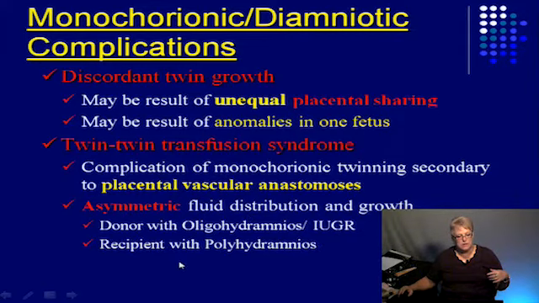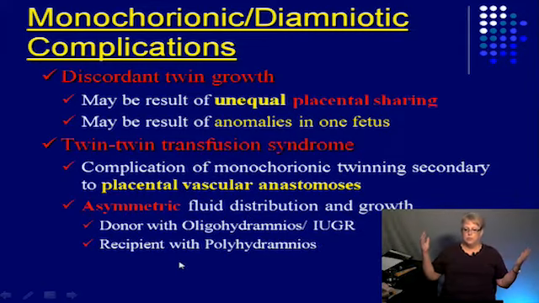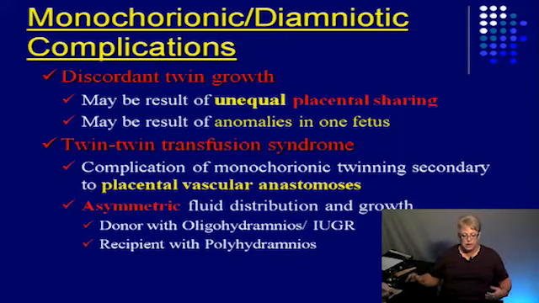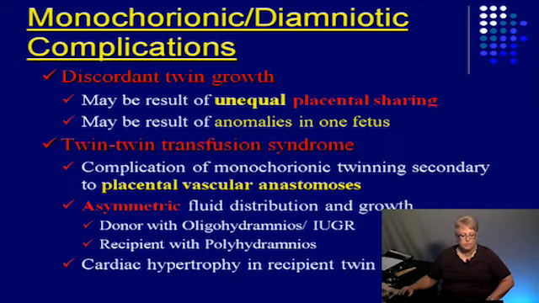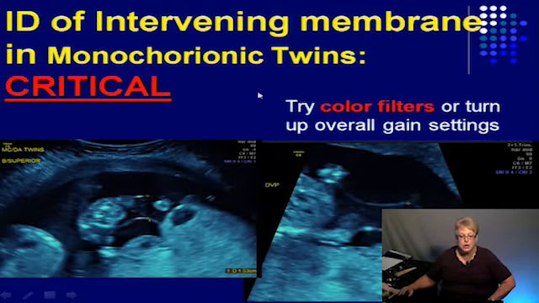The recipient, on the other hand, has more blood than it knows what to do with. So then it gets too much fluid, a big bladder, and a big stomach. And you get cardiac hypertrophy in the recipient twin because it's trying to accommodate all this and it's working, and then all of a sudden the heart just can't work well anymore. You have a volume overload. So this is what I was talking about, making sure that you can identify those membranes.